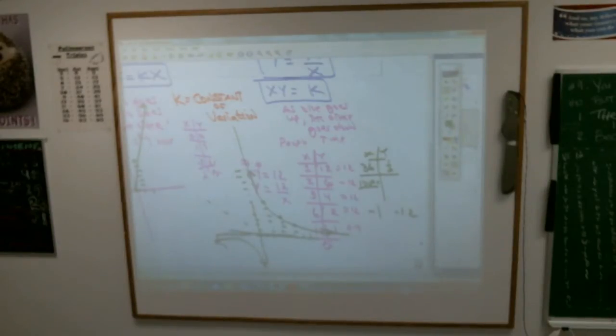Other things that are inverse variation: the faster you go, the worse your gas mileage is.